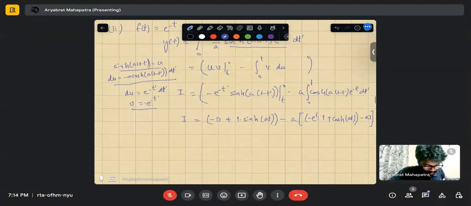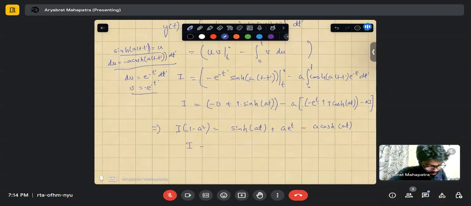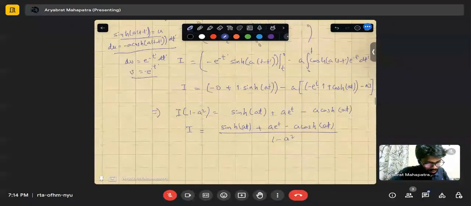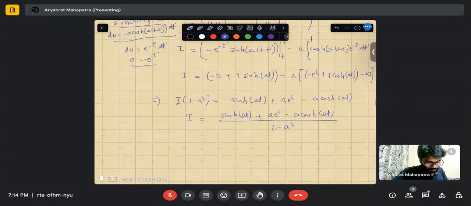So this is I, 1 minus a square equals sine hyperbolic at plus a bt minus a cos hyperbolic at. So this I will give you sine hyperbolic at plus a et minus a cos hyperbolic at, over 1 minus a. So yeah, that is your y of t.